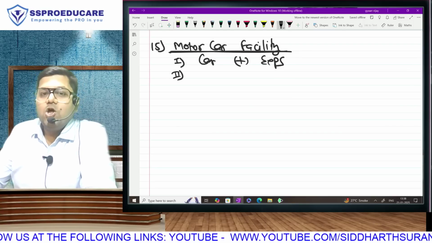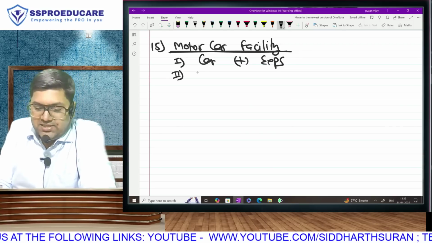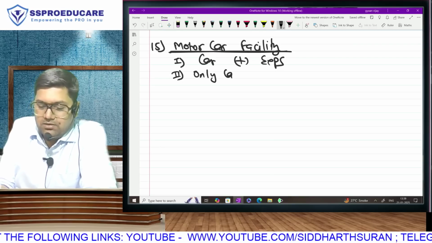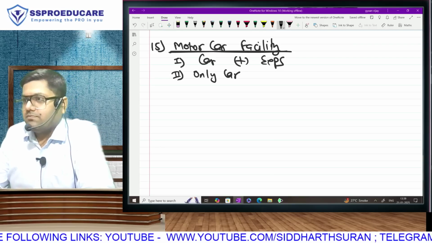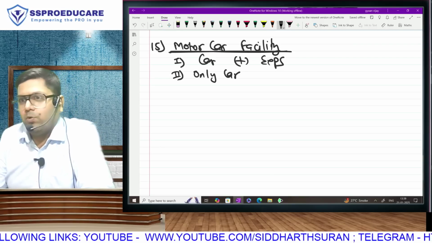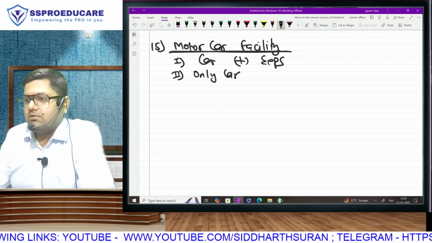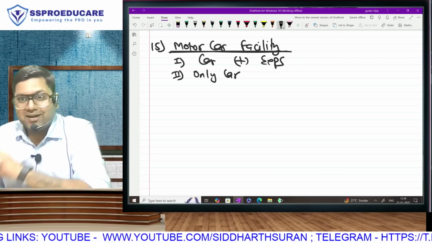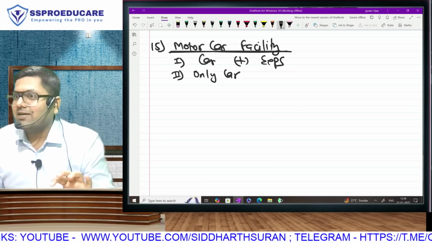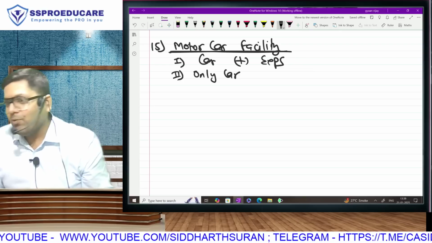But option 2, the boss says, see, I have a car, you can use it if you want. But the day-to-day expenses like fuel, etc., you only will have to pay. But still you are getting a car. Think about it. With only petrol money, you can't get a car. At least you are getting a car.